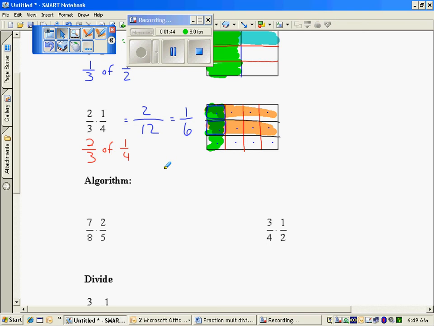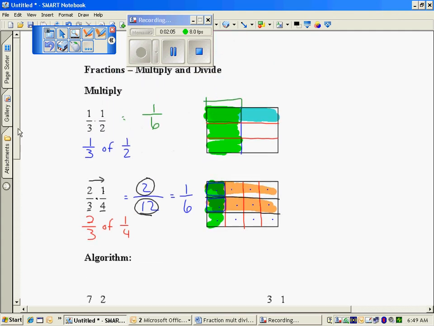So if you check out what's happening here, there's a little algorithm. Algorithm is just a recipe. I really don't want to draw a diagram every time. But if I look at my fractions and I go straight across and I multiply, 2 times 1 is 2, 3 times 4 is 12. The result for the first one, 1 times 1 is 1, 3 times 2 is 6.